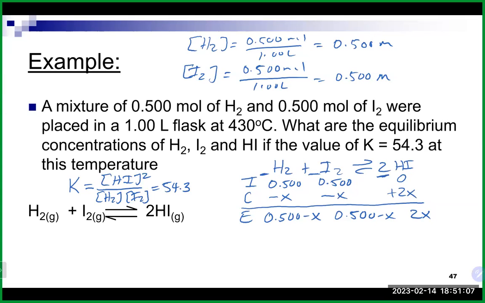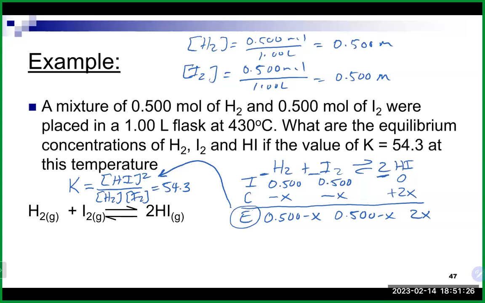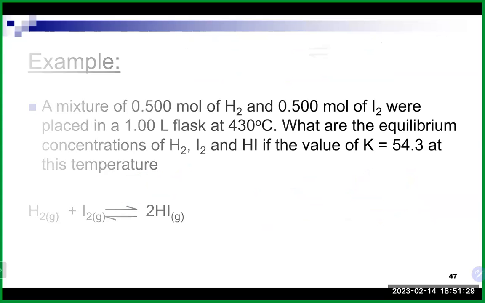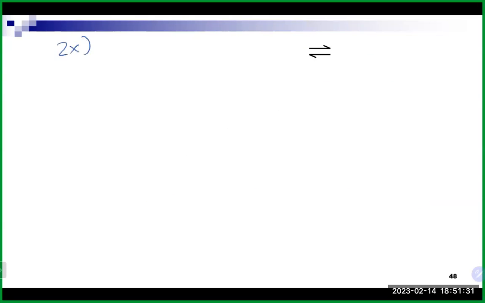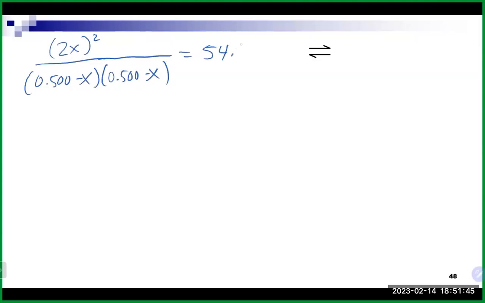At this point, like we talked about, we're going to take everybody on our equilibrium line and put it into our expression. I'm going to do that on the next page to give me a little more room. So it's going to be our 2x squared divided by our 0.5 minus x times our 0.5 minus x. That's when we take our equilibrium line and put it in there. And that was 54.3, I believe.